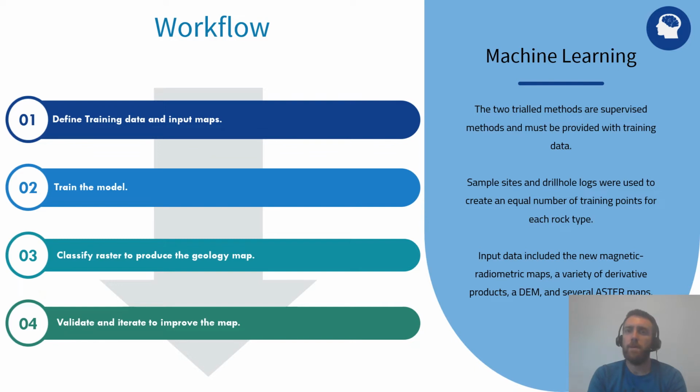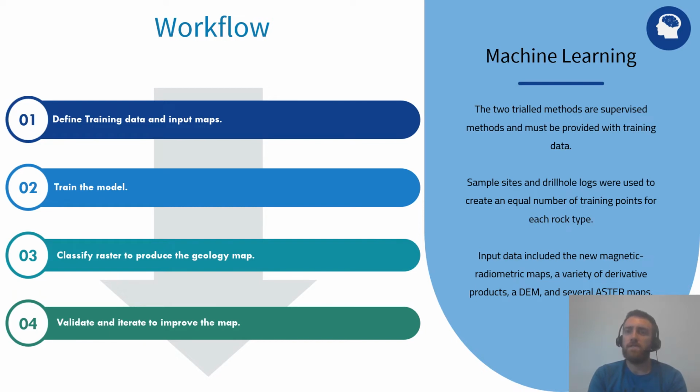Second step, train the model. So we feed the model the training data and all the input maps, and we let it look for relationships between the training data and the maps. So it's trying to figure out, what's the signature for the granite, what's the signature for the sandstone, and then it basically comes up with equations to relate these two things together. Third step is then to use these relationships to classify the original raster to produce the geology map. So it uses the relationships and it looks at each pixel and it decides what's the nearest classification that would satisfy the relationships.